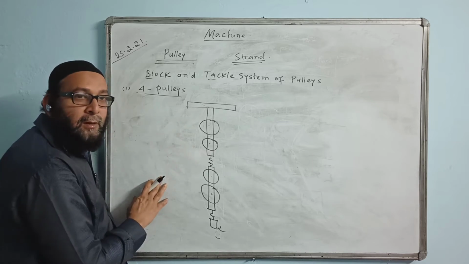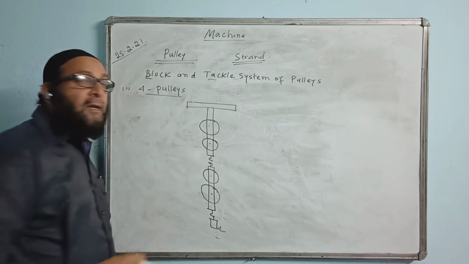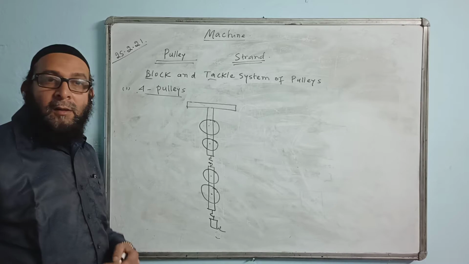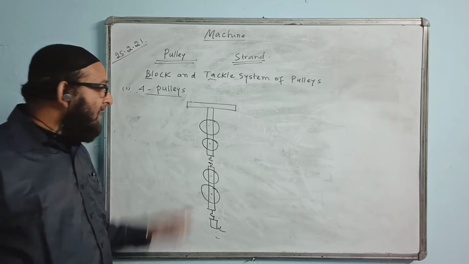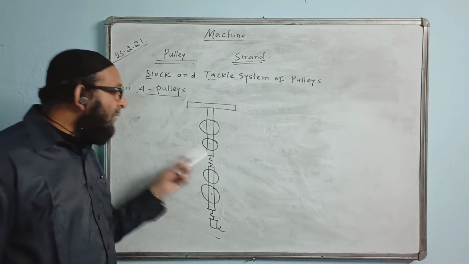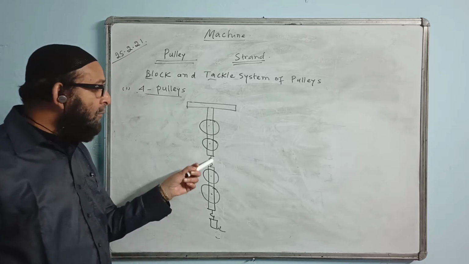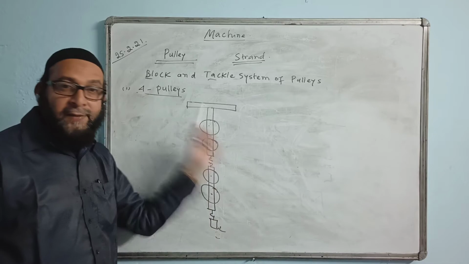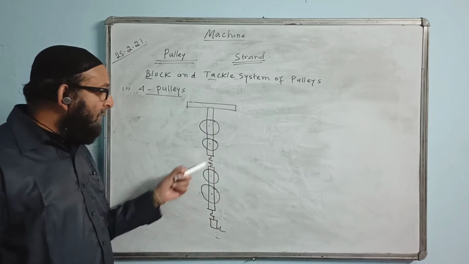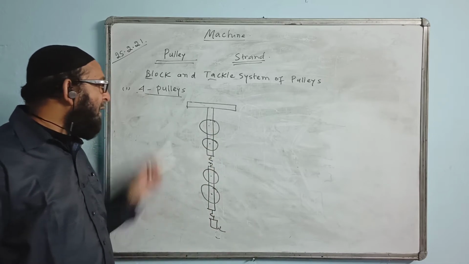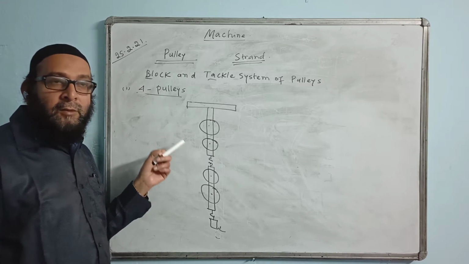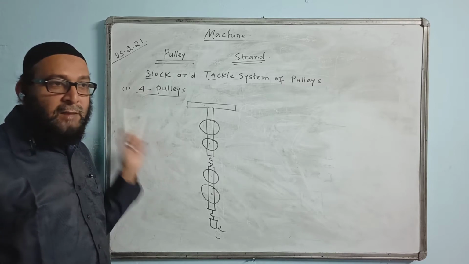It is also possible. So when the number of pulleys is even, there will be 2 possibilities. We can start from the lower hook and we can start even from the upper hook. Both possibilities are there. But if I start from the upper hook, the direction of effort will be downward, a convenient direction. If I start from the lower hook, the effort direction will be upward, which is inconvenient and slightly disadvantageous.